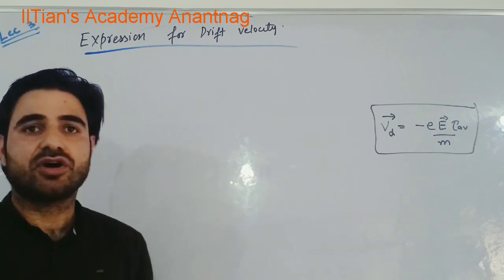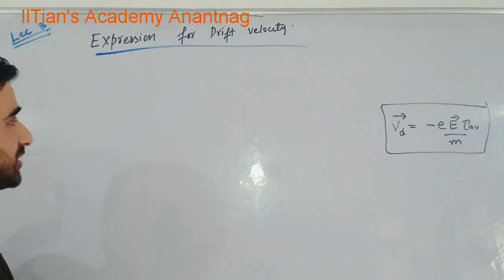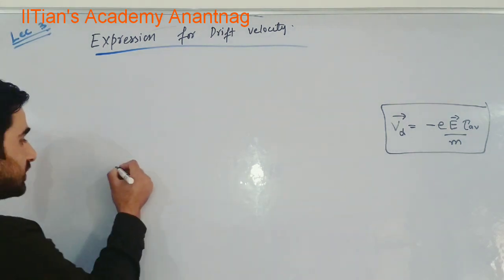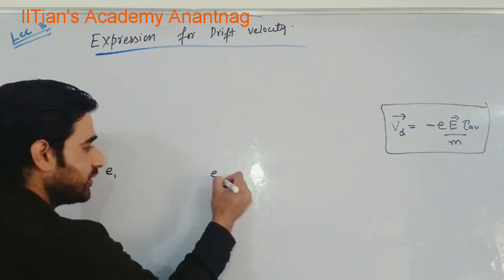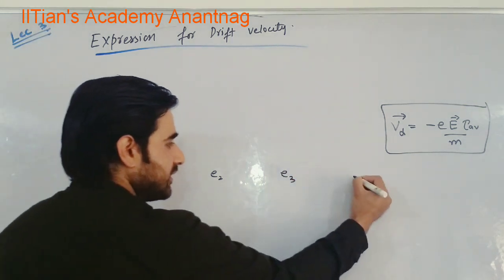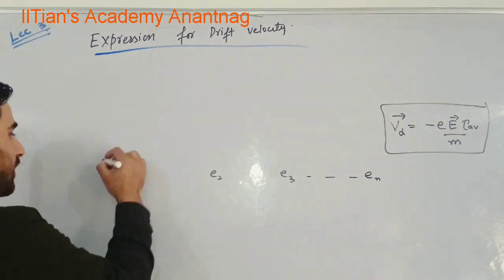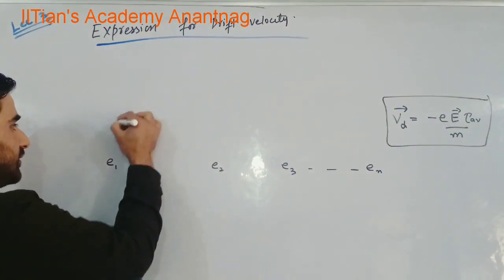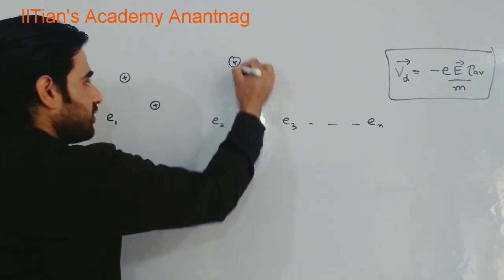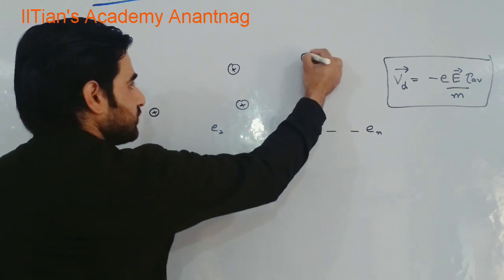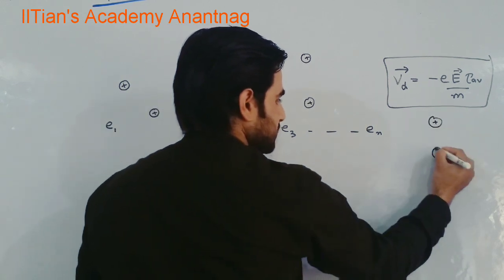I have to take an ensemble of electrons into account. Later on we'll be taking the average. So now the expression for drift velocity. Suppose this is electron number 1 here, E1. This is electron number 2 here. This is electron number 3 here. This is electron number n here. Okay. Now I can see due to thermal motion, suppose these are the positive ions, these are two different positive ions, and here I have two different positive ions.